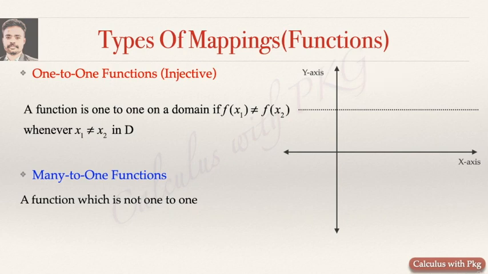So let us take an example of a known function. I have drawn here a known function which is y equal to x square, which is a parabola, and we can see that the parabolic function is not one-to-one because it intersects the horizontal line at two different points.